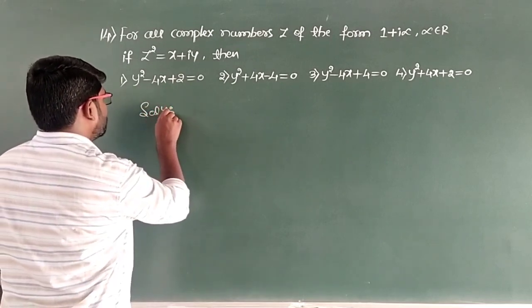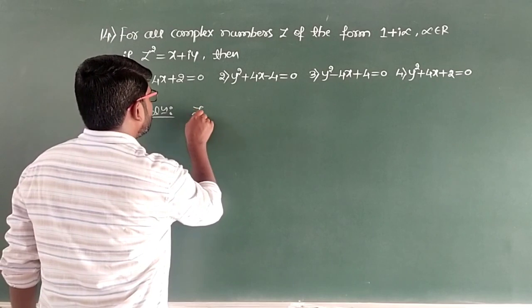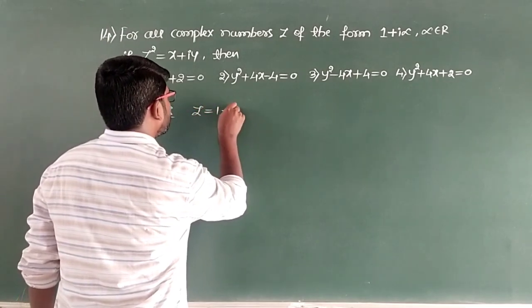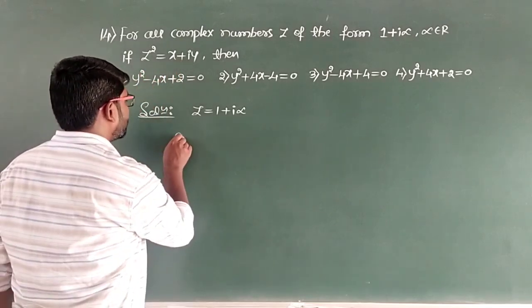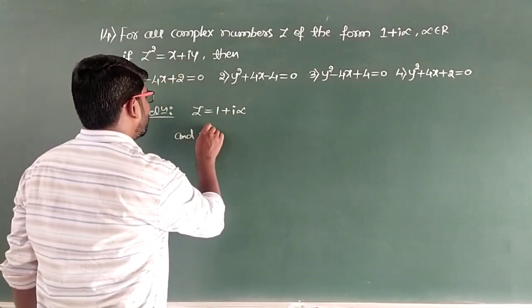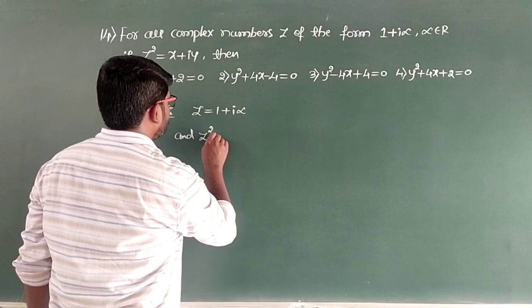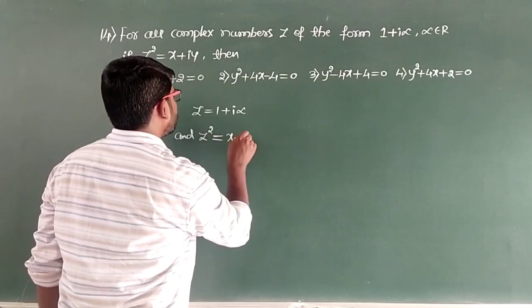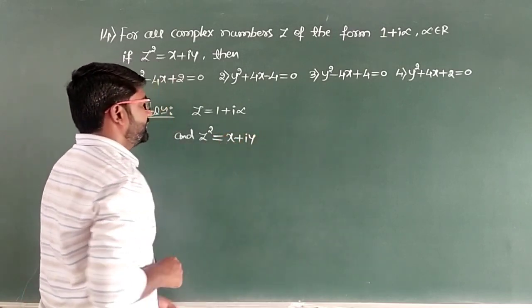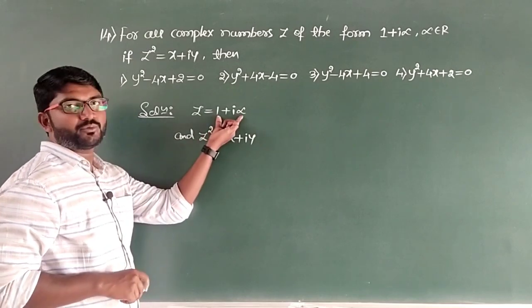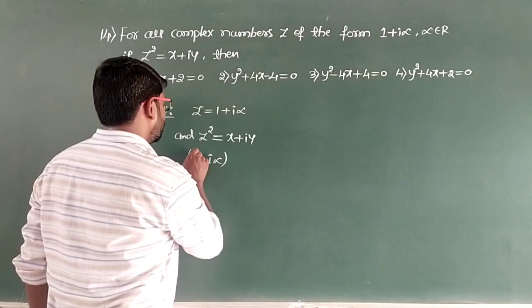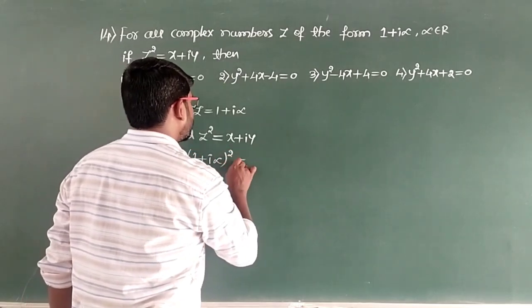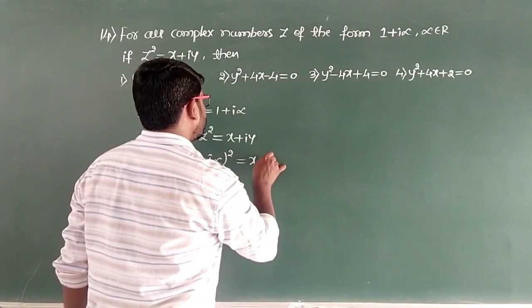So what is z now? It is 1 plus iα, and let us consider this condition now, z squared which is equal to x plus iy. Now in place of z I can substitute 1 plus iα, (1 plus iα) the whole square, this is equal to x plus iy.